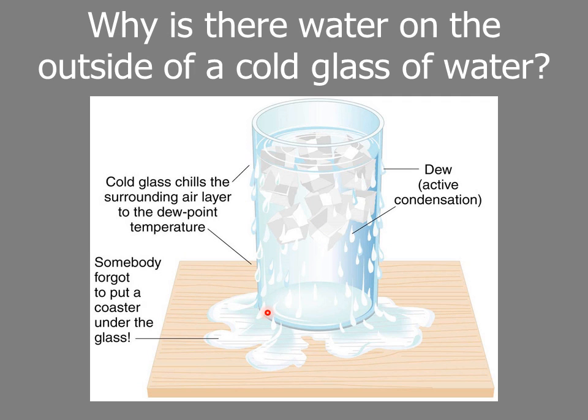What's interesting, in the wintertime, you can have a glass that's sitting there and you'll have no condensation on the outside, and that's because the dew point temperature is below freezing, below 32 degrees Fahrenheit, and this water can't get colder than 32 degrees, therefore you don't get any condensation.